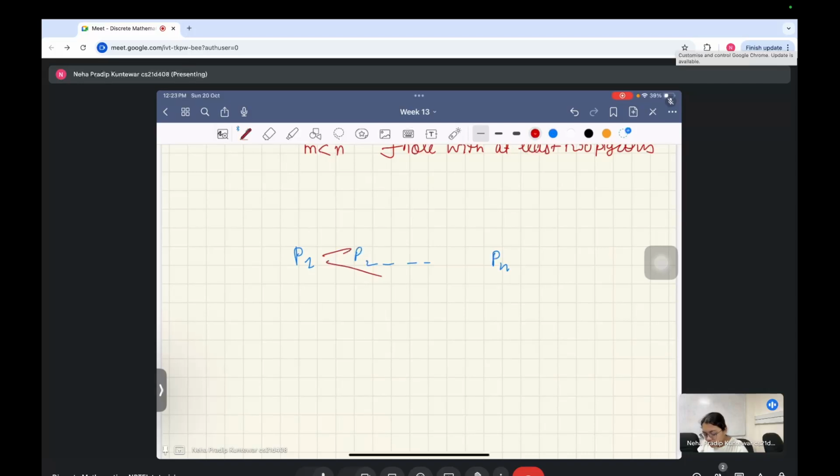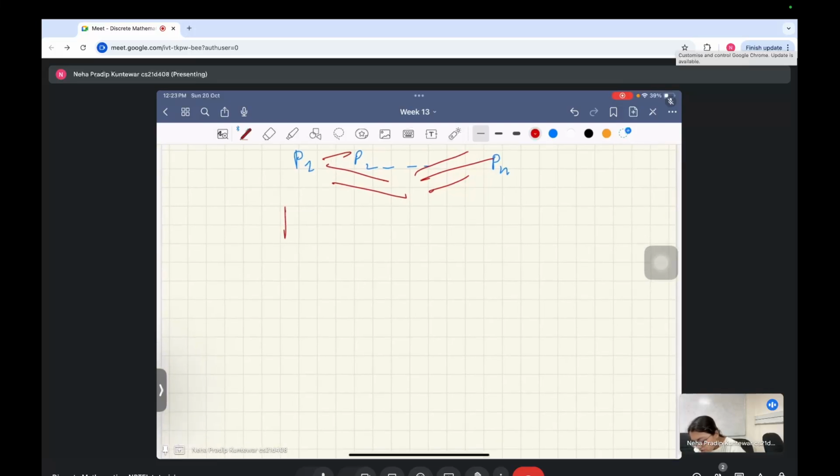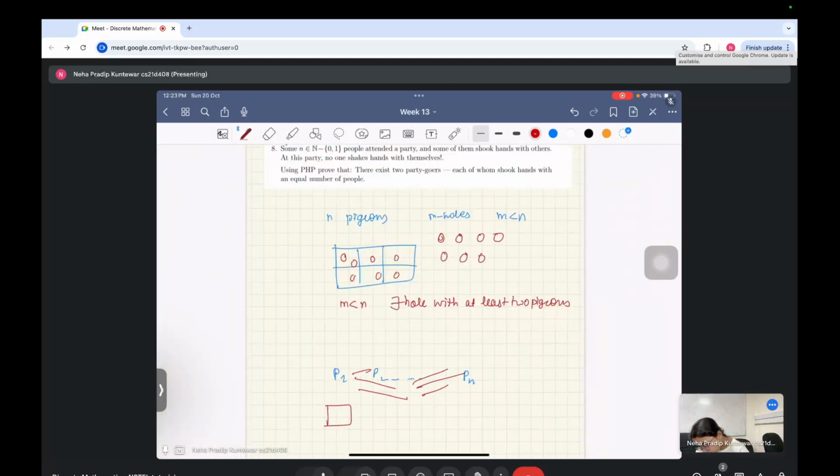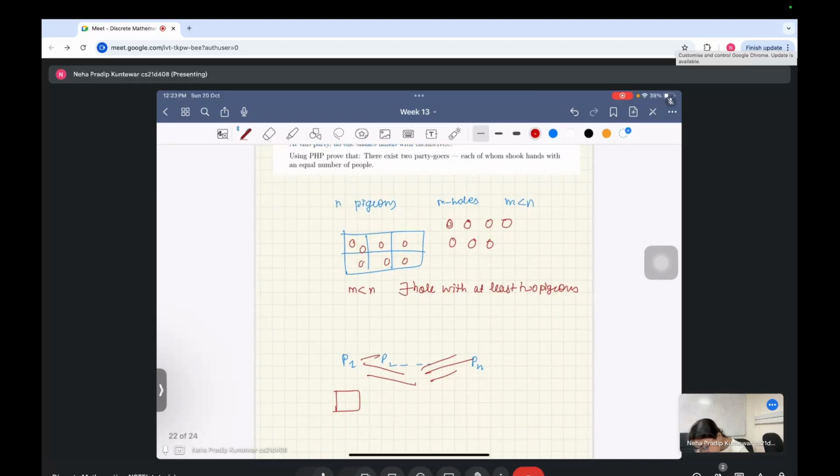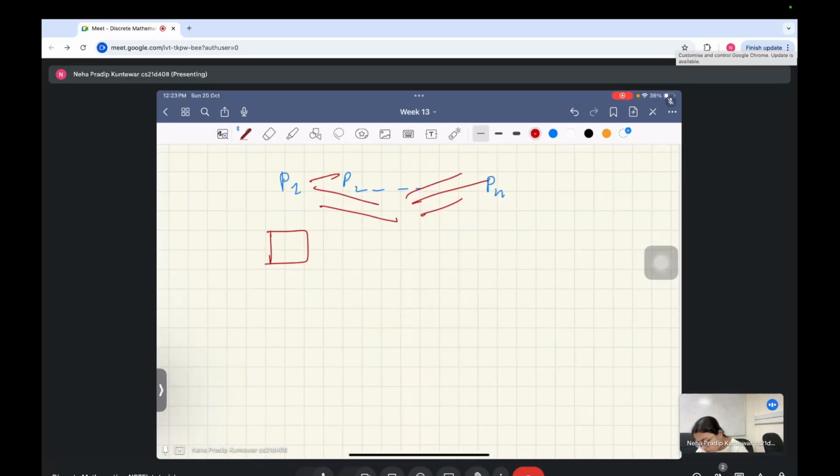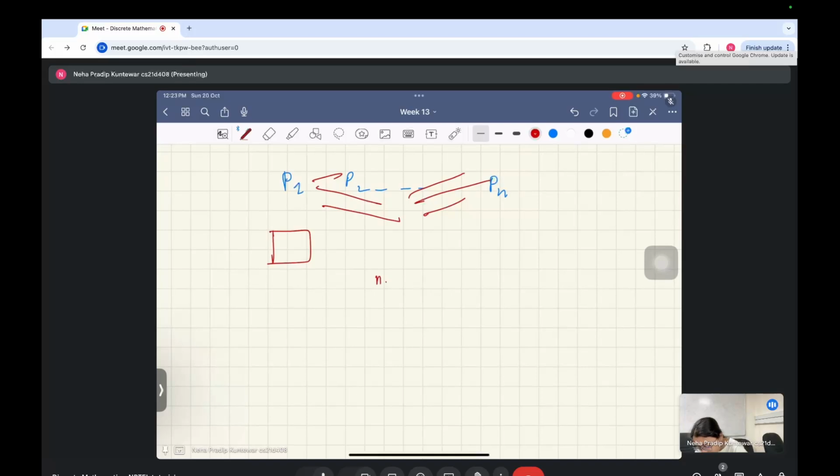So let's say P1, P2 and Pn, these are the n people, and they're going to shake hands with each other. Okay, so let's write down how many people P1 can shake hands with. So there are n people, they don't shake hands with themselves, so they are going to shake hands with at most n minus 1 people.